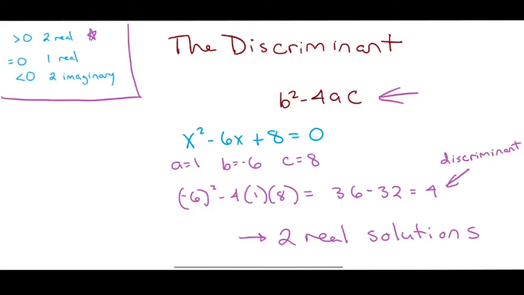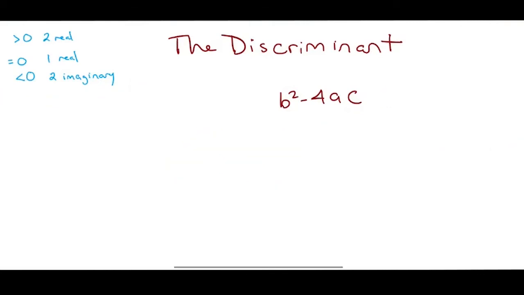So be mindful that they may ask you, what is the discriminant? So make sure you know the discriminant and label it. All right, let's say I have x squared minus 8x plus 16 equals 0, and I want to know what is the discriminant and how many solutions there are.